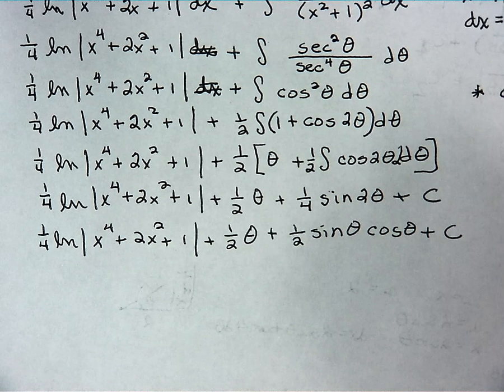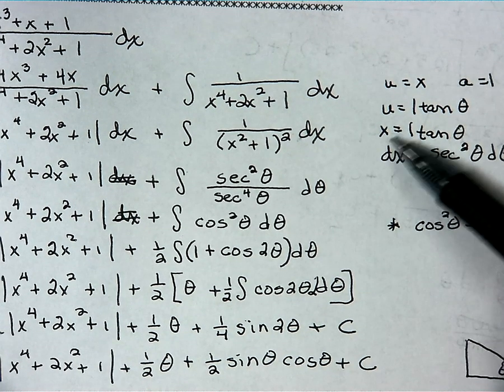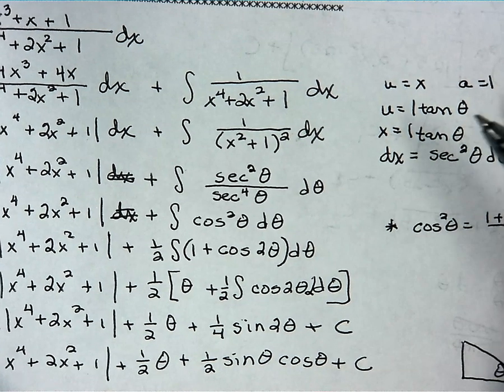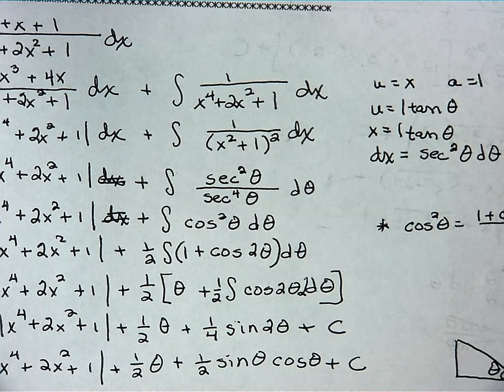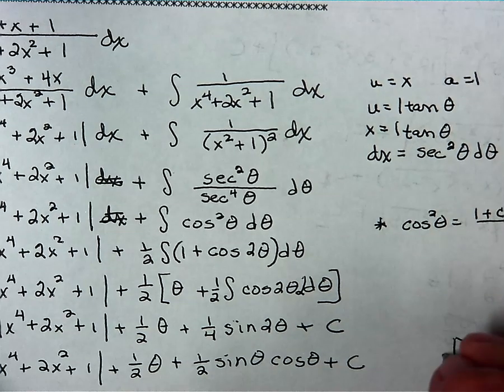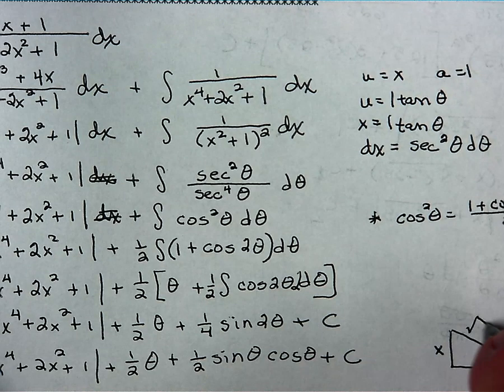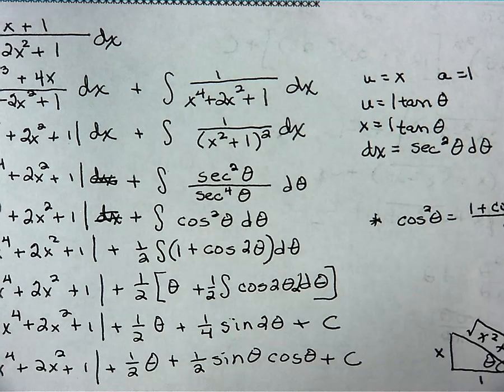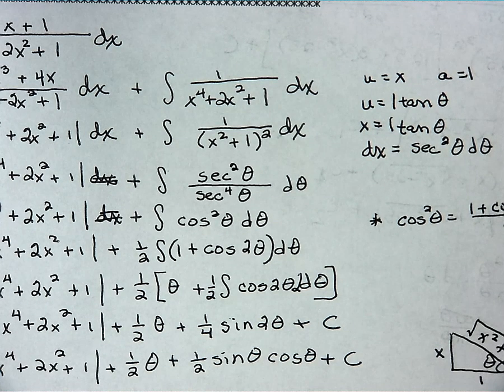I'll draw the triangle and then I'm going to run teach college algebra. If tangent theta equals x, how do I label my triangle? Opposite is x, adjacent is 1, and hypotenuse, if I need it, is the square root of x squared plus 1. Now all I need from that is sine and cosine to substitute right here and clean up as much as I can.